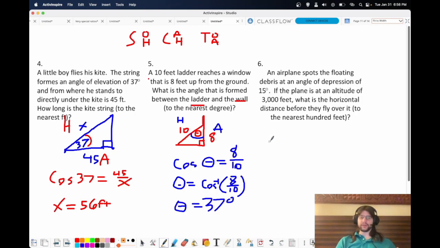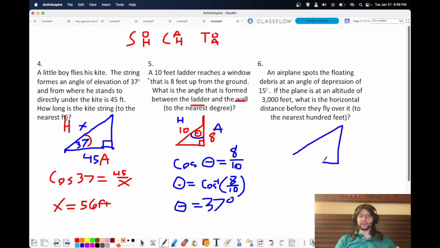Fine, okay, moving on. An airplane spots the floating debris at an angle of depression of 15 degrees. Okay, angle of elevation, angle of depression, who cares? I'm drawing my triangle like this, and I'm sticking my angle right there. Boom. That's my right angle. Lovely square there. If the plane has an altitude of 3,000 feet, altitude, that's the horizontal distance, right? Hypotenuse. Height off the ground.